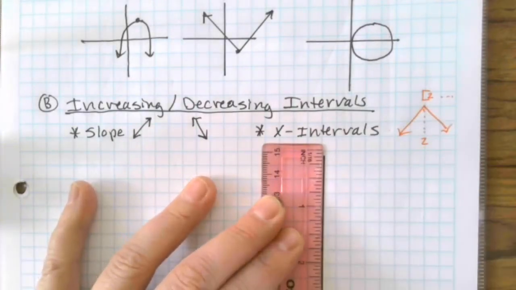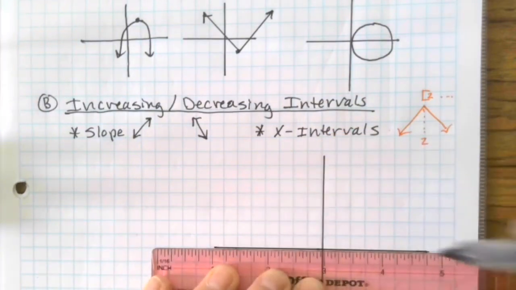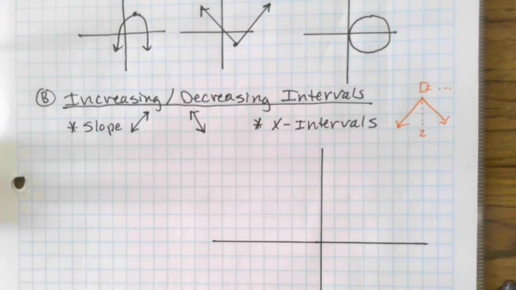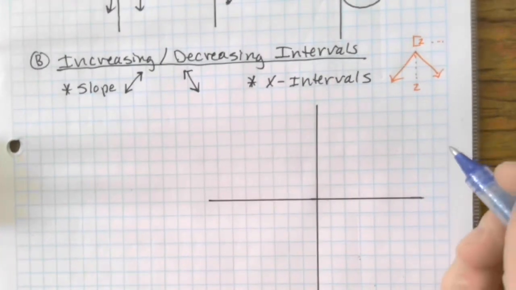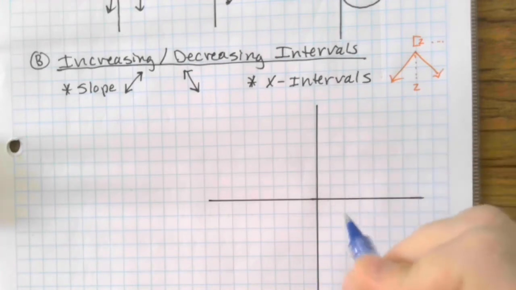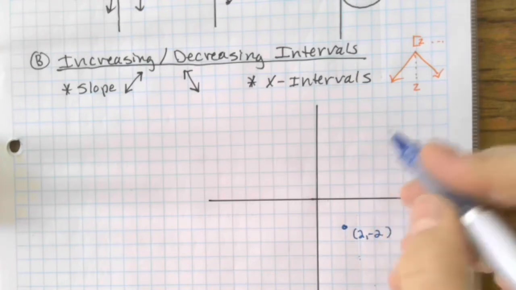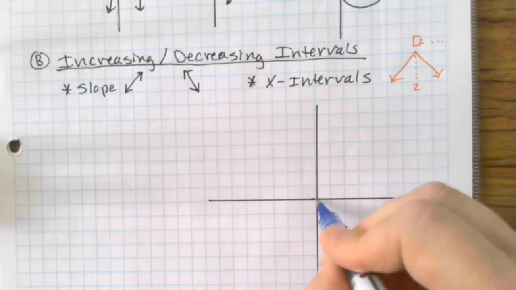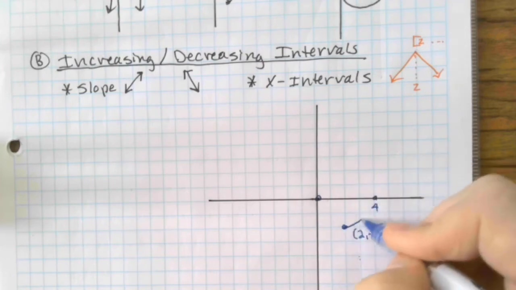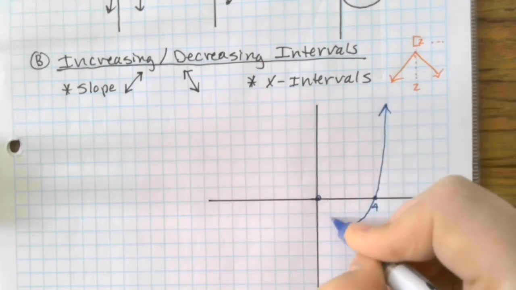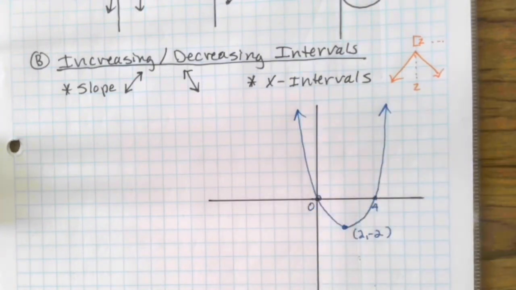So draw yourself a pair of axes. And again, I'm going to color code this because I'm going to use the grid for more than one thing. Okay, so this is a graph that has a vertex at 2, -2, and it's going to cross at 0 and 4. And it's a parabola opening upward. All right, we're going to go through the list.